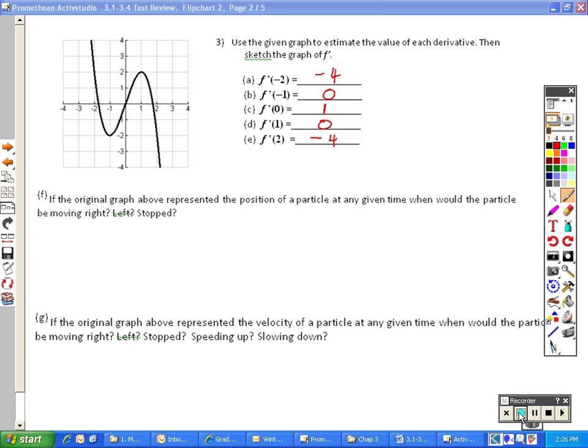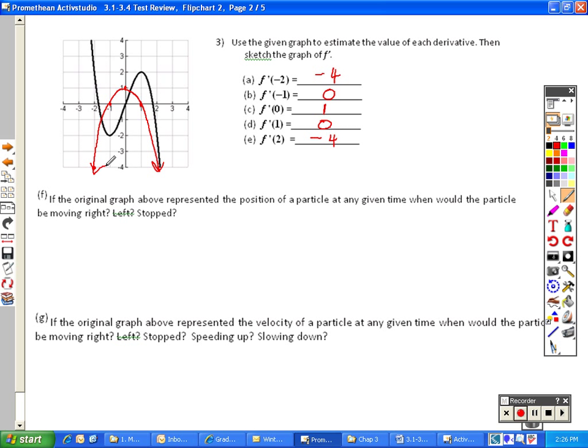Okay, so now we're going to put all these together, and this will allow us to sketch our graph. At -2, I'm going to say the slope's about -4. At -1, I'm going to say that it was 0. At 0, I'm going to say the slope is 1. At 1, I'm going to say the slope is about 0 again. And at 2, back to -4. So this is going to be a graph of our derivative.